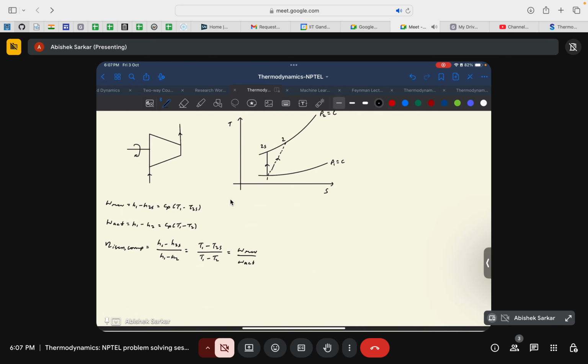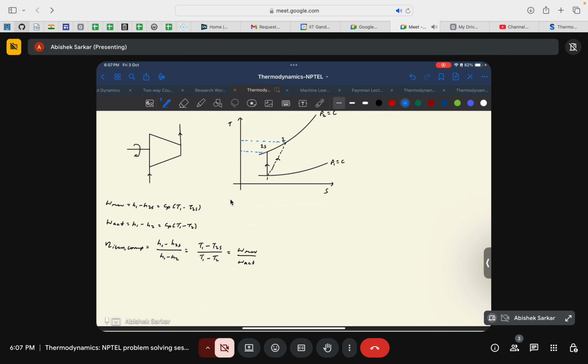So now here you can see that if you just again draw a dotted line here and here, you will see that the change in temperature from point 1 to point 2 is greater than from point 1 to point 2s. Okay, so the reversible work is given by H1 minus H2s, which, if you consider an ideal gas to be the working fluid, then you can simply write as Cp (T1 minus T2s).